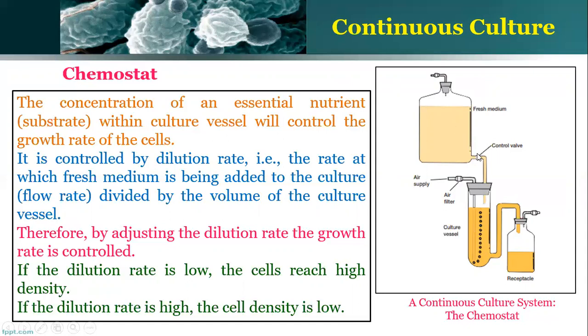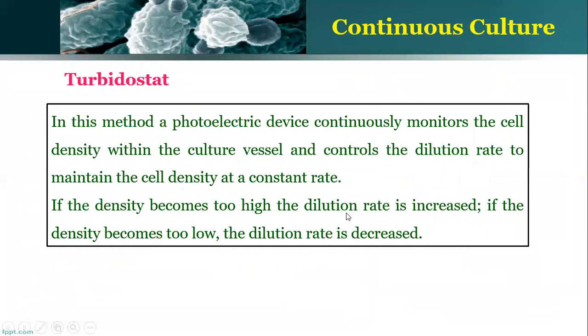If the dilution rate is high, that means you are continuously adding fresh medium to the culture vessel. What happens? It will not be given the time to use the nutrients, so the cells will not grow properly. That is why the cell density is low. This is the chemostat. And the next method is the turbidostat. In the turbidostat, turbidity is measured by a photoelectric device. This photoelectric device monitors the turbidity of the culture vessel.